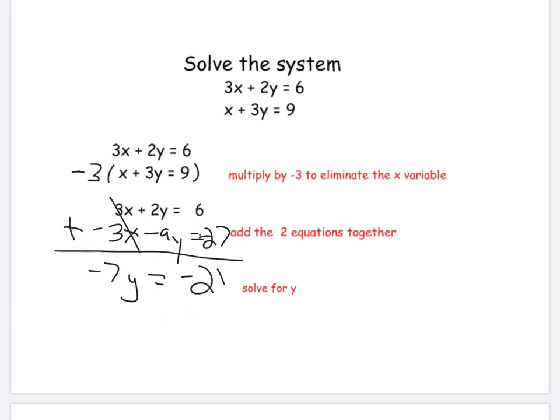I can solve this for y now by dividing both sides by negative 7. Those two negative 7s would cancel each other out. I'd be left with y, and then negative 21 divided by negative 7 gives me positive 3.